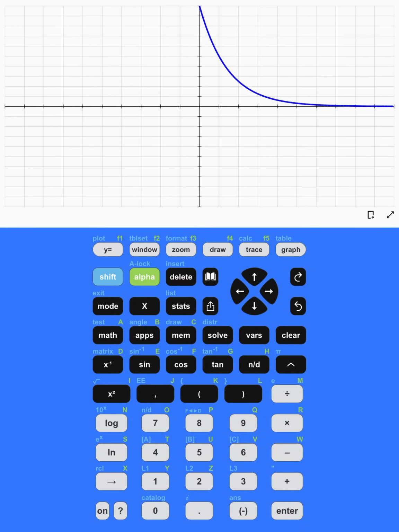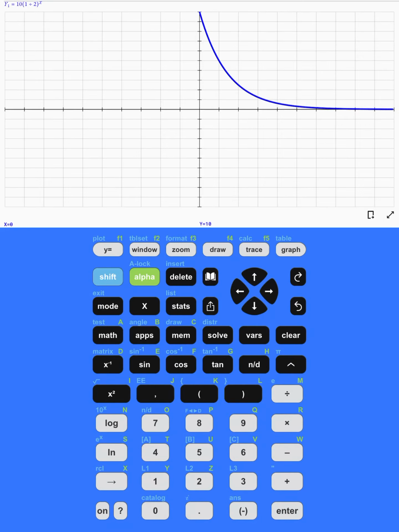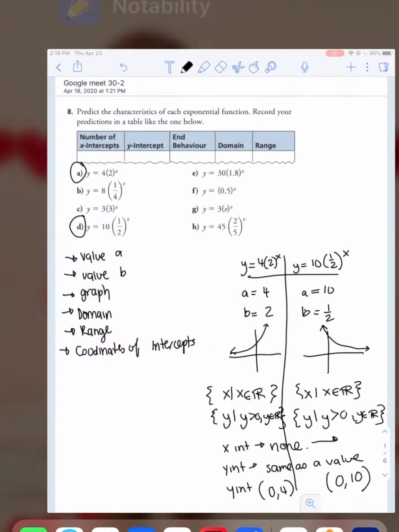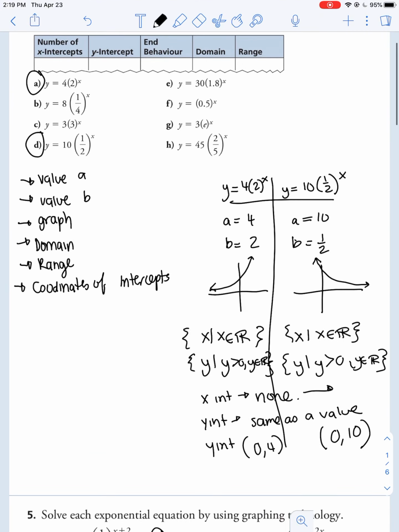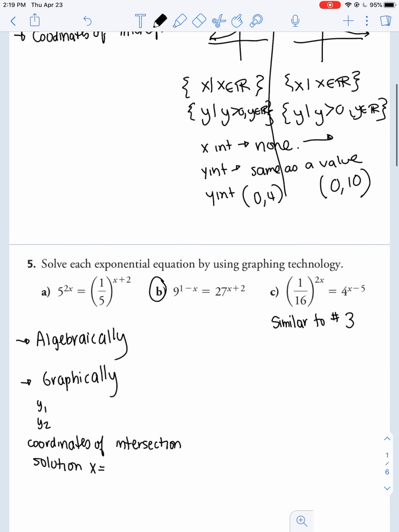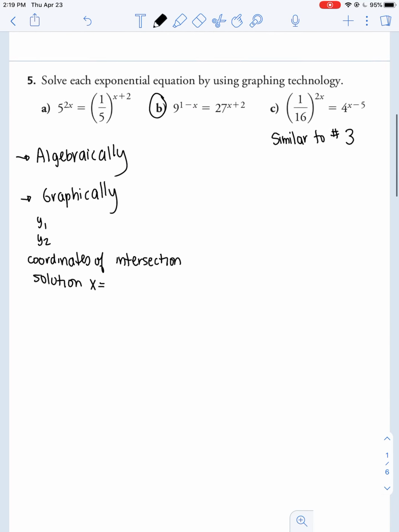To confirm that with your graphing calculator, you can just press trace, 0, enter. I'm going to do it a different way because my calculator doesn't really allow me to do it that way, but you're going to do trace, 0, enter. That should give you y is 10 for the second one that we did. So those are the coordinates of the intercepts. That one's similar to question number 2 in your assignment.